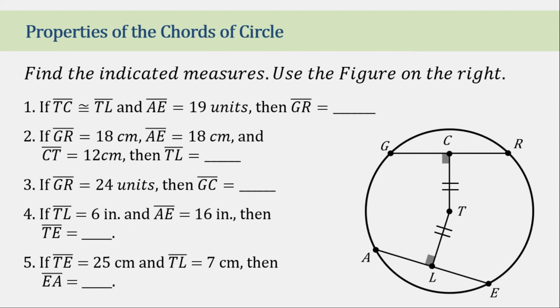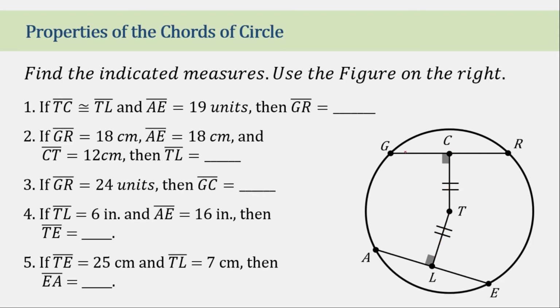For this problem, we are asked to find the indicated measures. We will use the figure on the right. Number 1. Segment TC and segment TL are congruent. So meaning these two are congruent segments. Now what does that statement tell us?